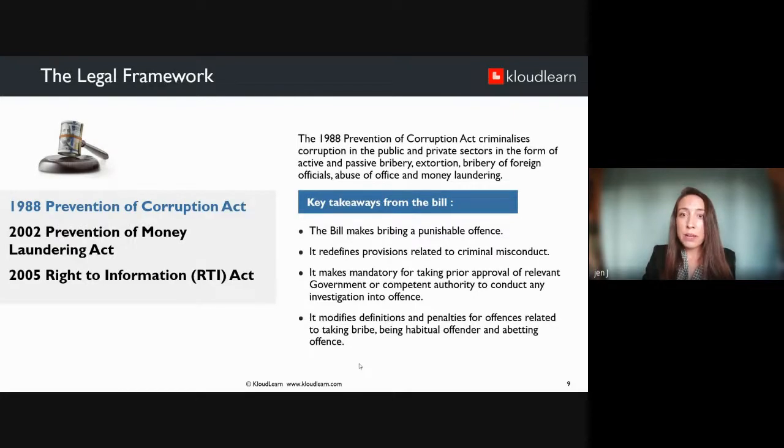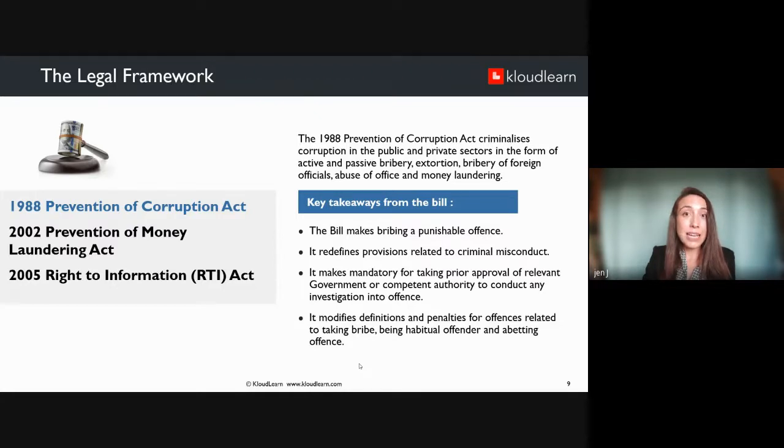What's the legal framework supporting the prevention of corruption? In 1988, there was the Prevention of Corruption Act, which criminalized corruption in public and private sectors in the form of active and passive bribery, extortion, bribery of foreign officials, abuse of office, and money laundering.